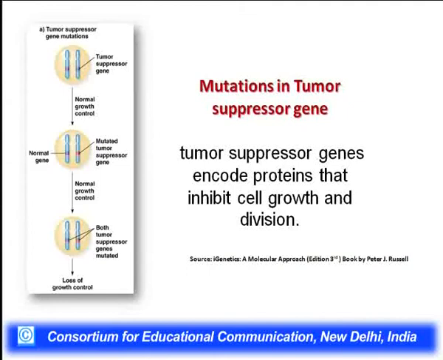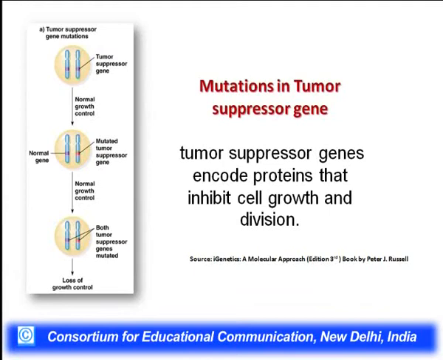Now, let's come to the tumor suppressor genes. These are genes which encode proteins that inhibit cell growth and division, so they play a very important role in our body. They control the uncontrolled growth or division of cells. Tumor suppressor genes are present in two copies. During normal growth control, one of the genes gets mutated. After this, a second mutation occurs in the other tumor suppressor gene, so both tumor suppressor genes are mutated. So it won't encode the protein that inhibits cell growth and division. As the cell won't be inhibited or stopped from growing, it will go into uncontrolled growth, and the cell will proliferate easily.